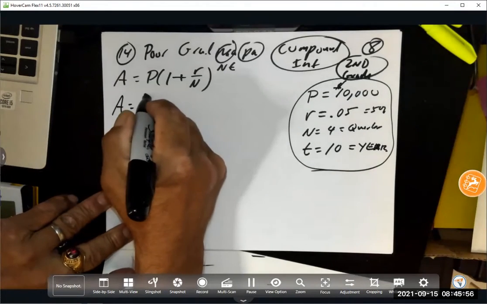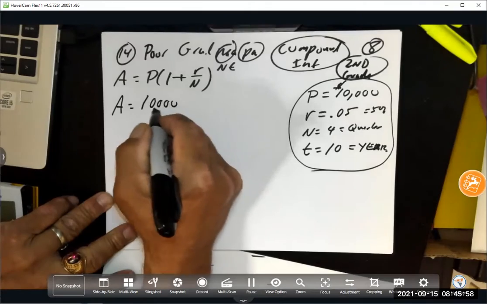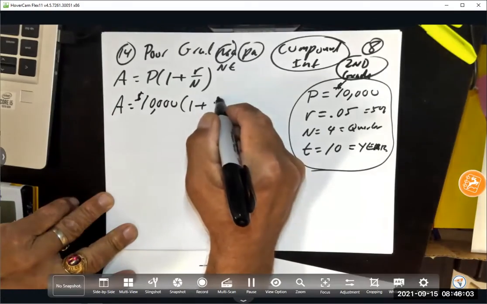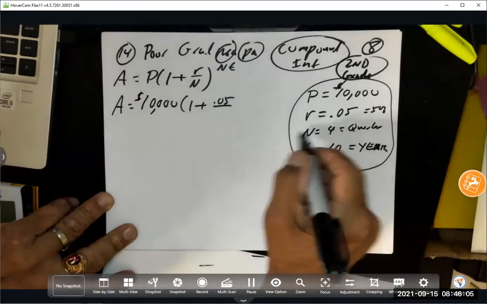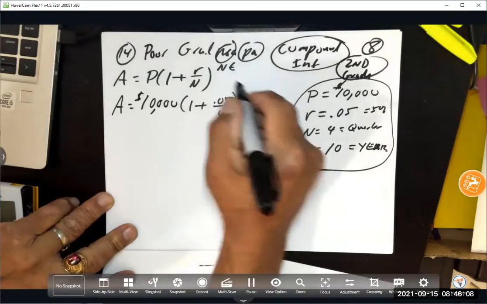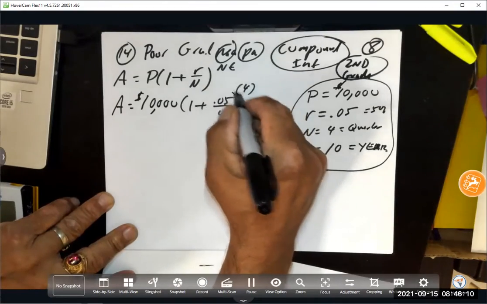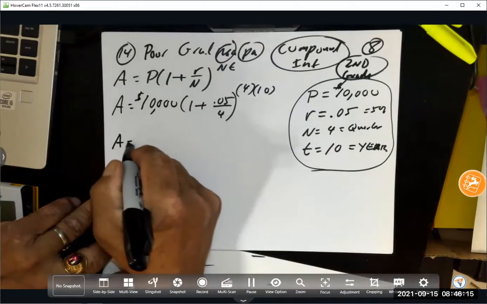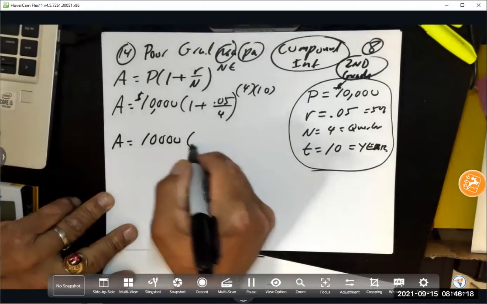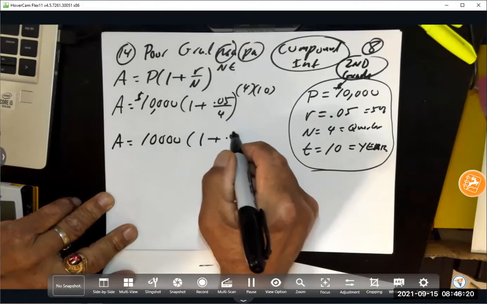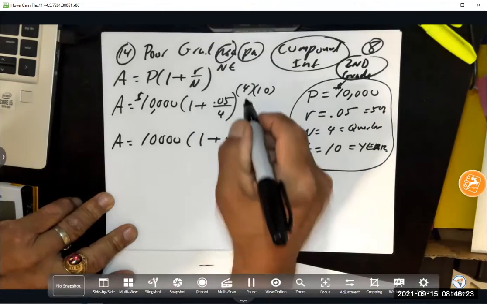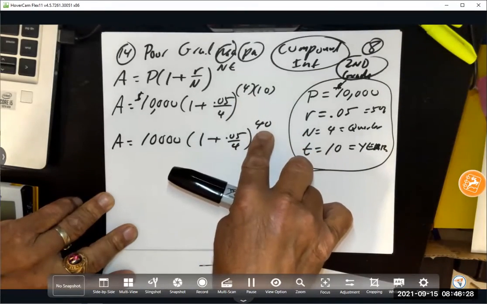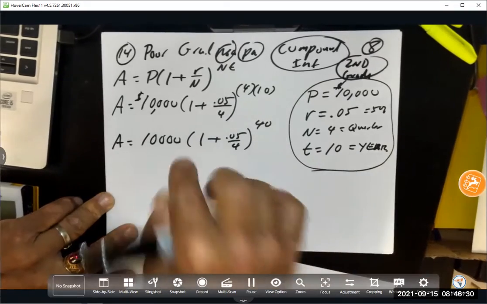Ready? So $10,000, that's what they put in for you. R is 0.05. N is 4. And T is 10 years. So A is 10,000 times 1 plus 0.05 over 4 to the power of 40. You see how I get the 40? 4 times 10 is 40. That means the bank is going to make 40 payments in there over the time.